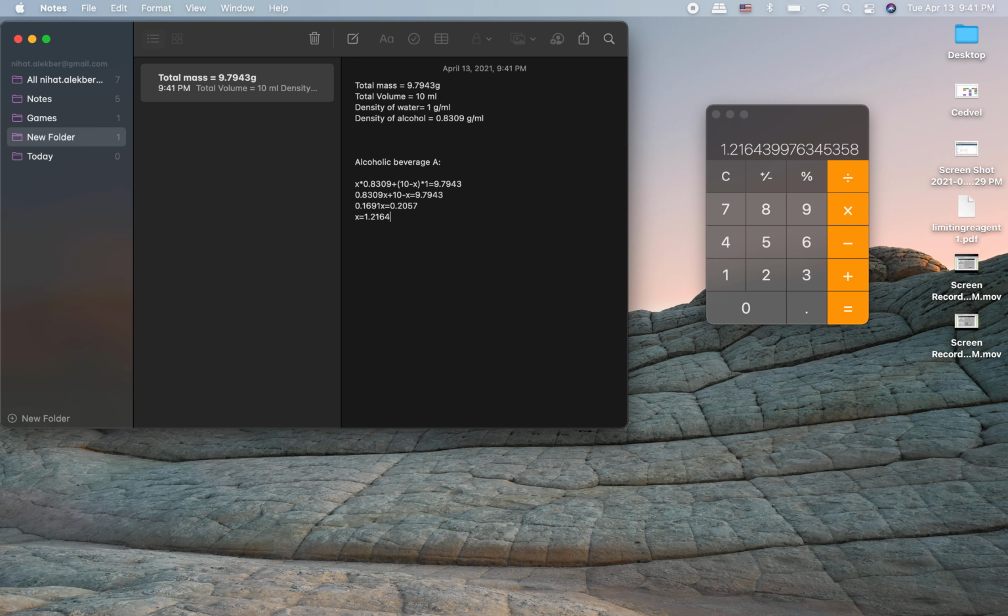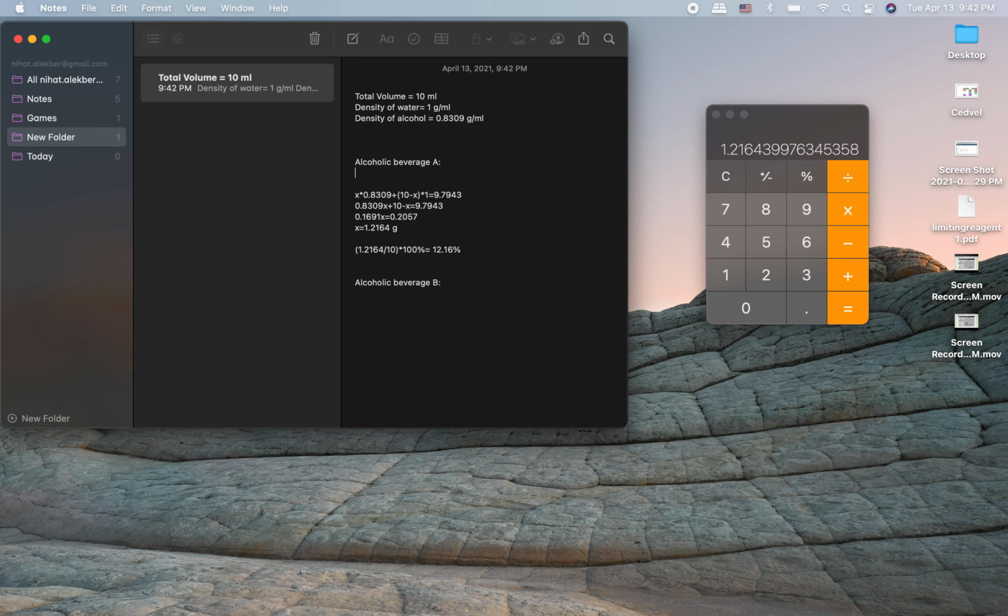As we see, we have 1.2164 grams of alcohol, and when we multiply it by 100, we get 1.2164 over 10, multiplied by 100%. What will we get? 12.16%. That's right, 12.16%. This is our alcoholic beverage A.